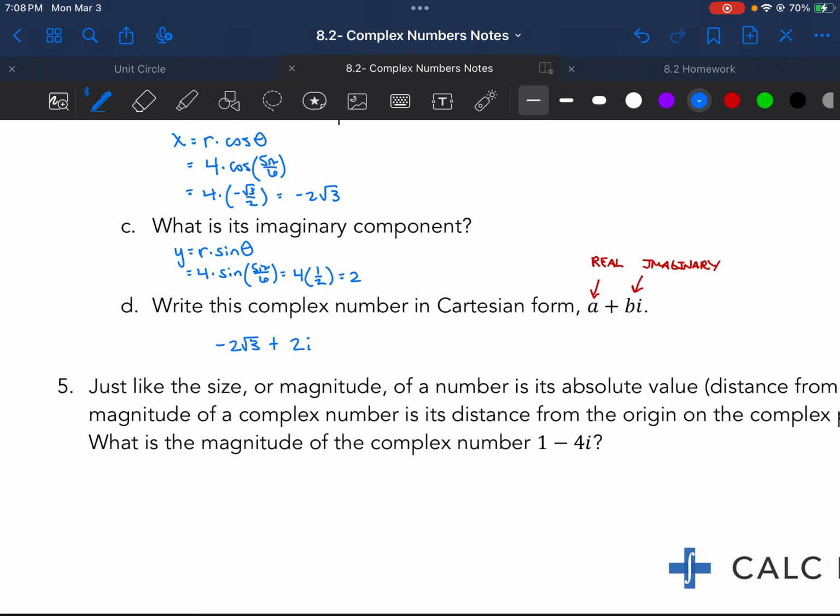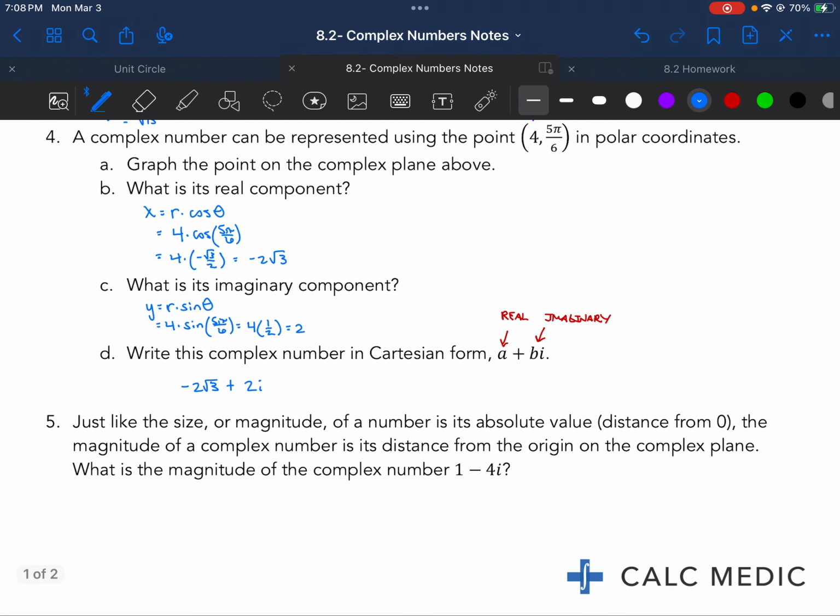Part 5: just like the size or magnitude of a number is its absolute value, or the distance from 0, the magnitude of a complex number is its distance from the origin in the complex plane. What is the magnitude of the complex number 1 minus 4i?